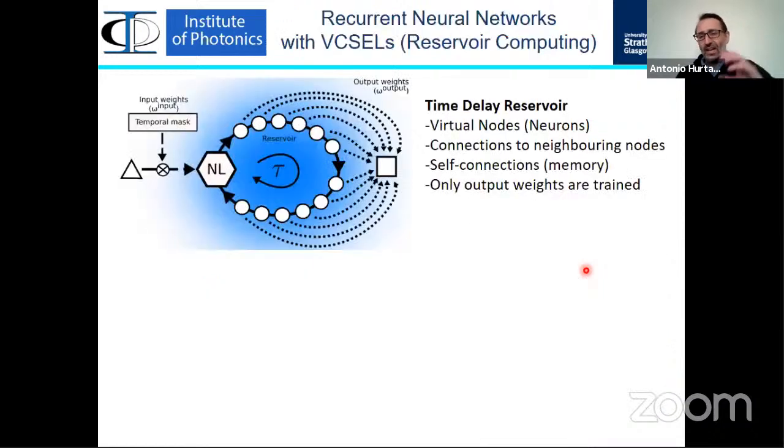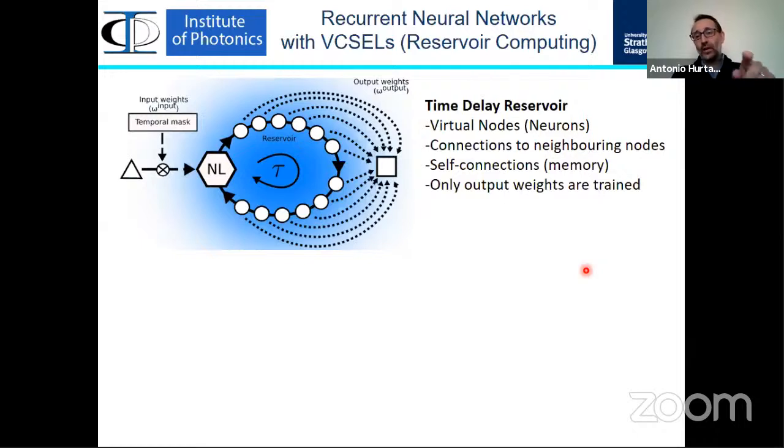And also just to give you a hint of other activities that we are interested in at the moment, in addition to these spiking systems towards spiking neural networks with light-based technologies, we're also working towards the development of recurrent neural networks or reservoir computing systems with lasers. And in particular, we're focusing on a system that is very, very hardware friendly, just using one laser and a delay line. We are building a so-called time delay reservoir.